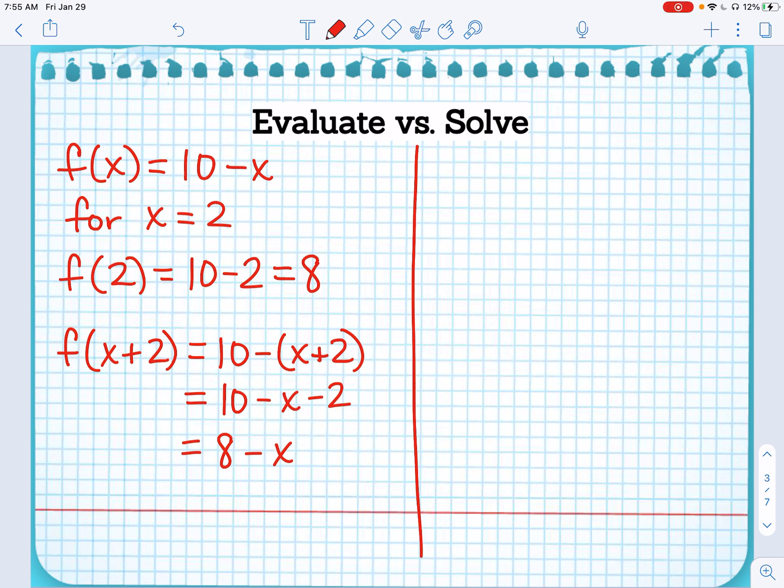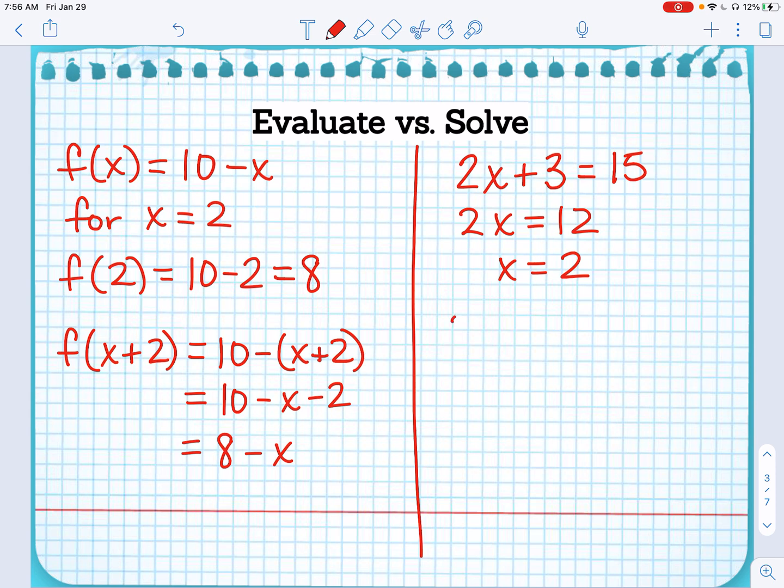Solving is something different. Solving is saying, if I have an expression like 2x plus 3 equals 15, can I solve for the value of x? And you would do this by subtracting 3 and dividing by 2. That's solving. Solving can become more advanced and have multiple different strategies to solve an equation.